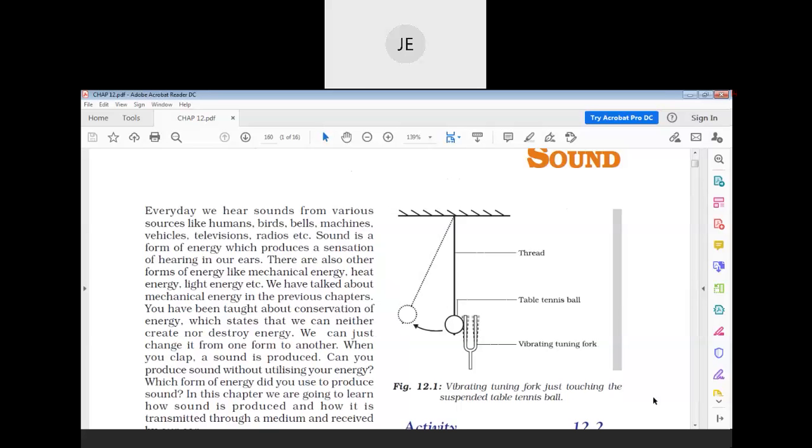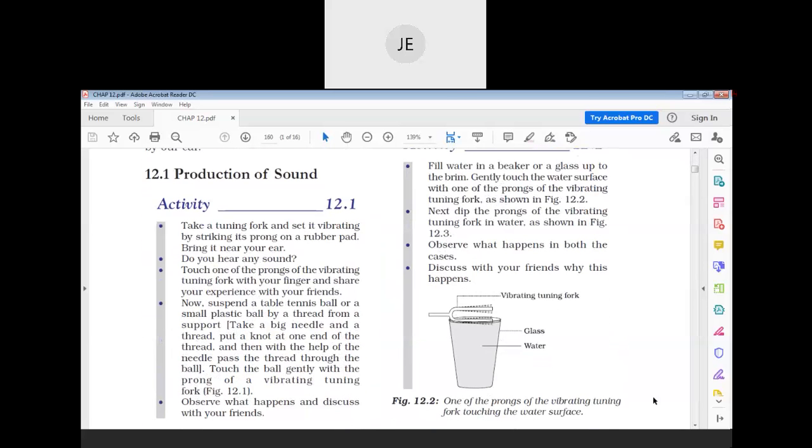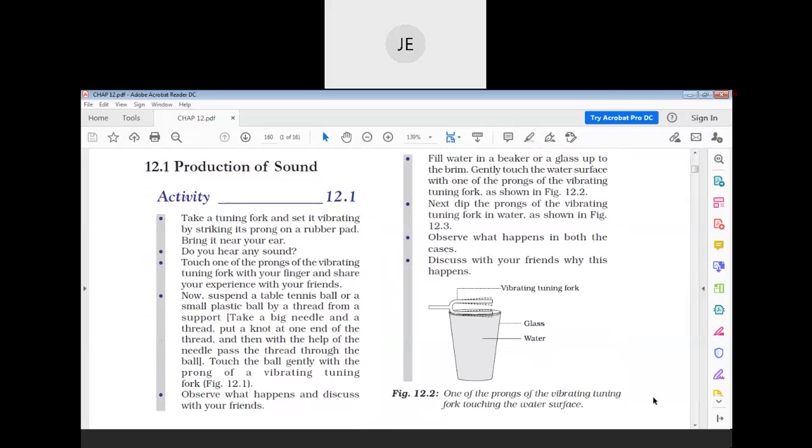They make it vibrate and keep it in contact behind your ear, near the ear nerves. Then they test whether you are able to hear properly or not. Whenever you make this tuning fork vibrate, sound is generated. The sound is produced. So the vibrating body is the source of sound.